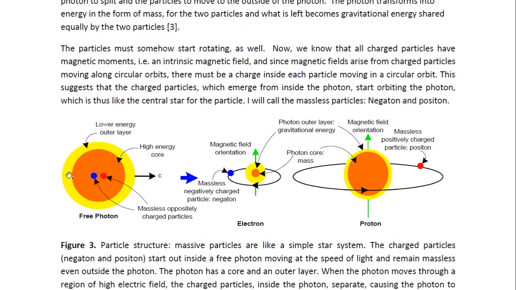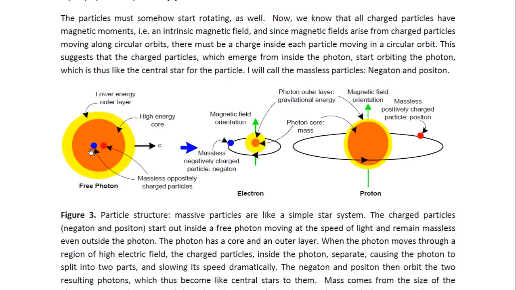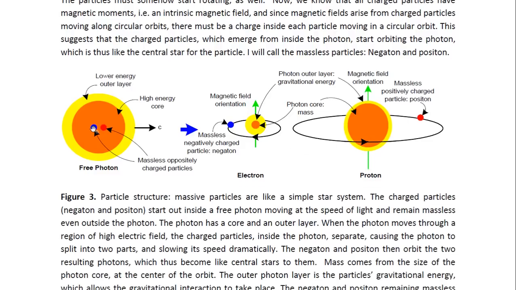So we start with a free photon moving at the speed of light, and we see the two particles inside it, the negaton and the positon, and it moves through a region of high electric field which causes it to split into two parts, so basically two photons. And the particles now move to the outside of the two photon pieces and orbit those photon pieces. And the fact that they orbit or have circular motion gives rise to the magnetic field of the two particles. This one's the electron and that one is the proton.